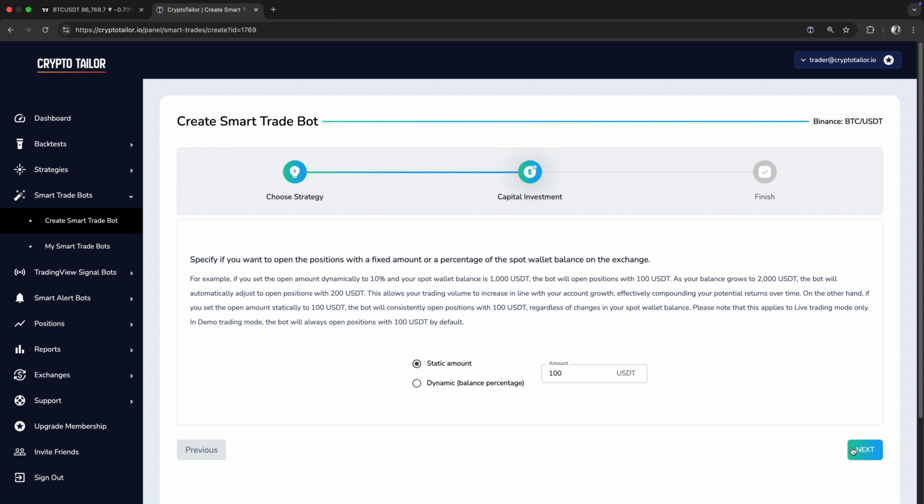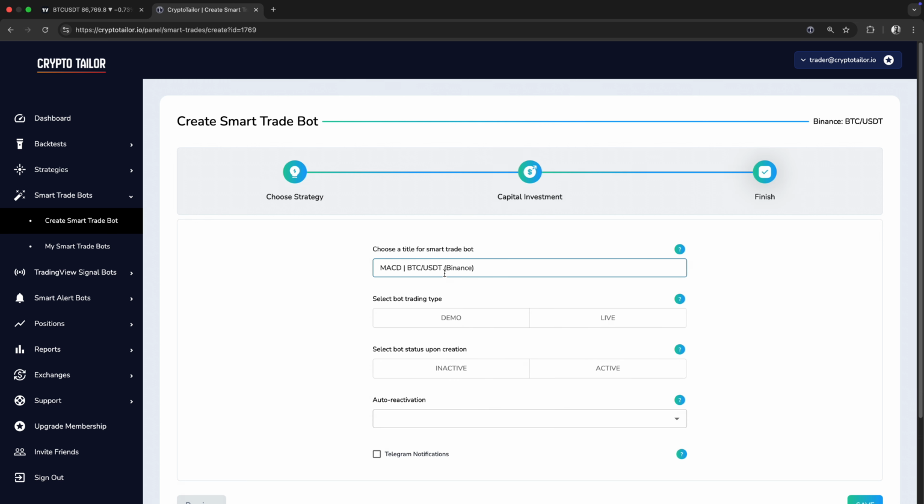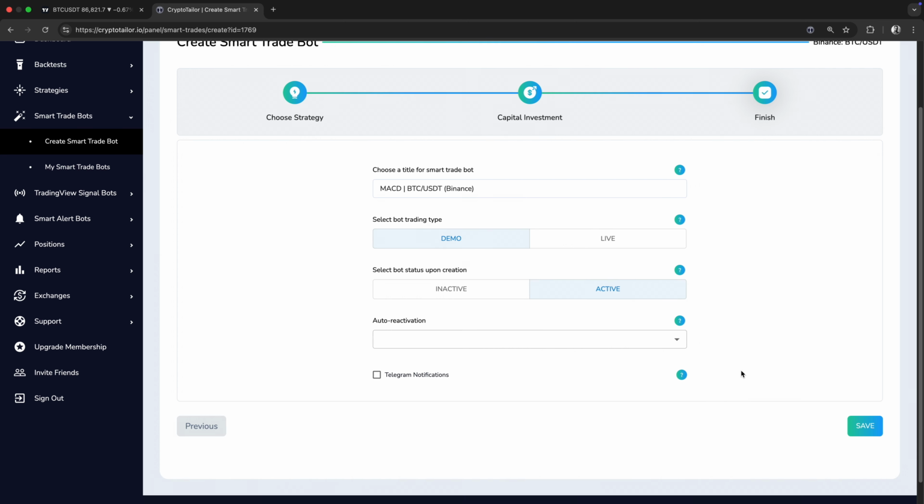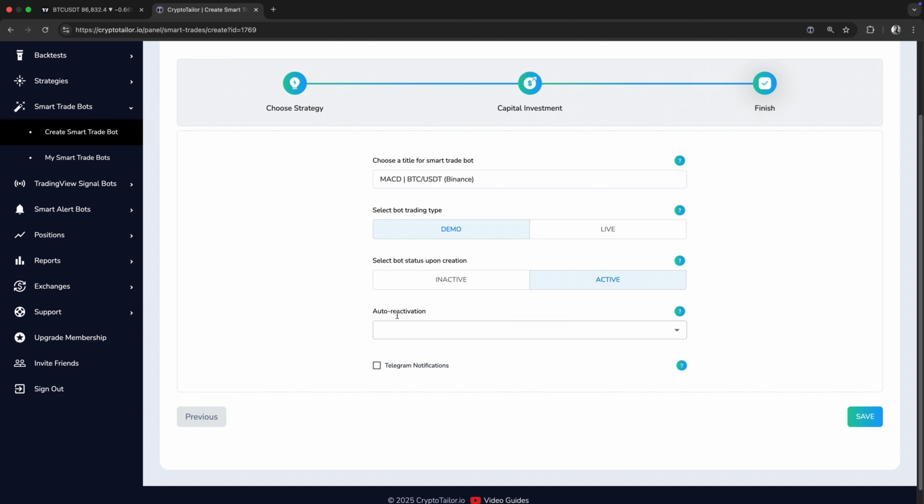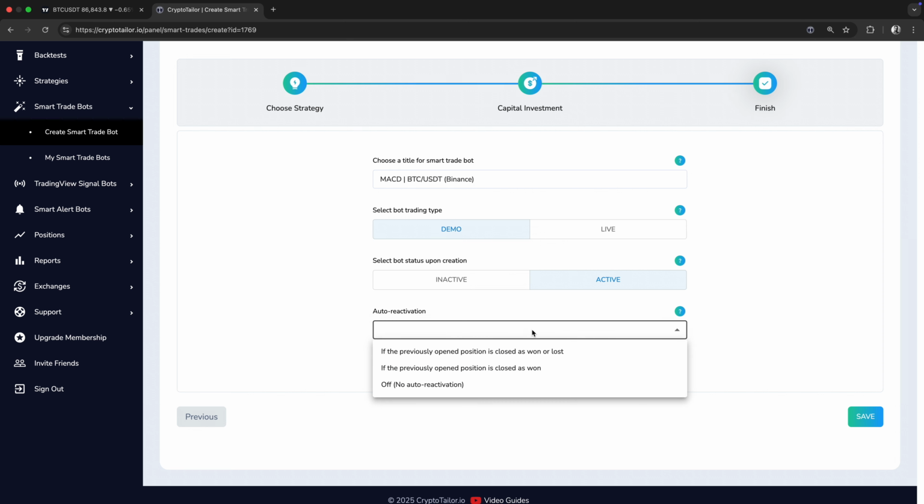In the final step, we'll give our bot a title, select whether to run it in demo mode using virtual funds or live mode with actual money, and decide if it should activate immediately upon creation. Additionally, we can configure how the bot behaves after executing a trade. By default, the bot disables itself after opening a position, which helps prevent multiple simultaneous positions when the buy condition remains valid. However, enabling the auto reactivation option allows the bot to automatically re-enable itself once the previous position closes.